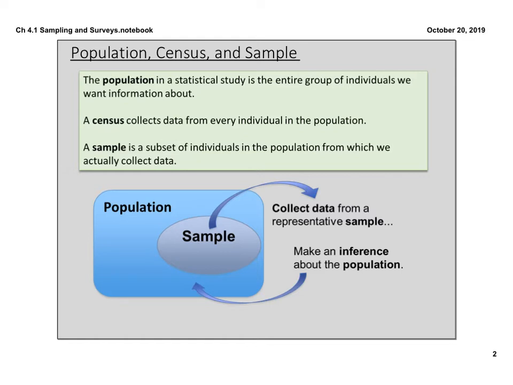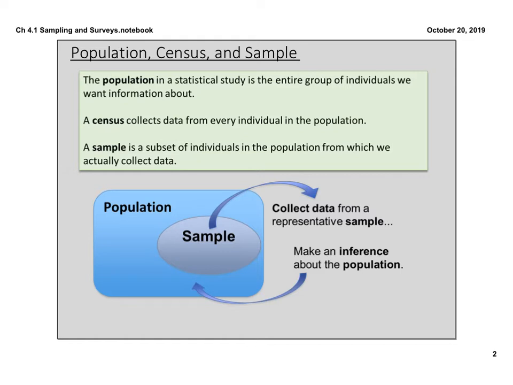So the first one is population. The population in a study is the entire group of individuals that we want information about. So if I was going to pull a sample of students from Farmington High School, my population would be all students from Farmington High School.